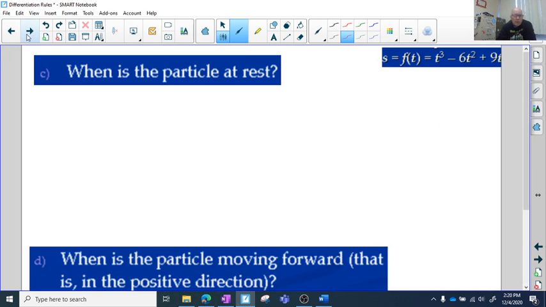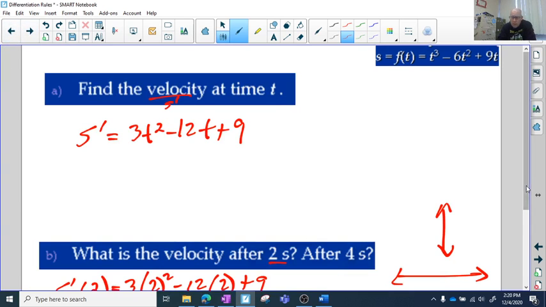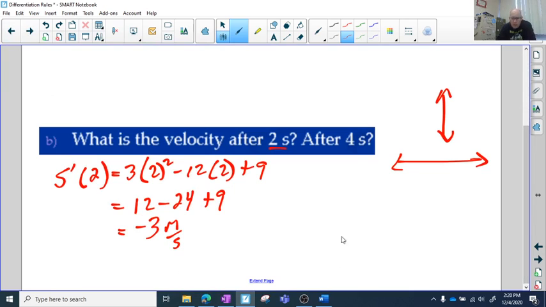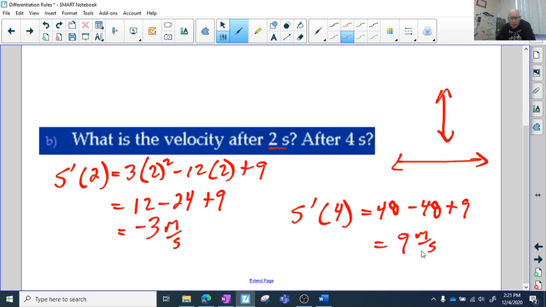All right, first two were easy. Oh, sorry, there was another part. It also wanted the velocity at 4 seconds. So it wanted me to do s prime at 4 also. Let's see if we can do this one a bit quicker now. So 4 squared is 16 times 3 is 48, minus 12 times 4, which is 48, and then I get a plus 9, which will turn out to be positive 9 meters per second.